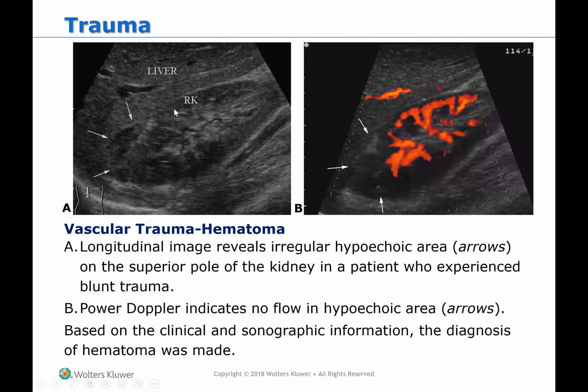Here is an image on A of a subcapsular blunt trauma. You can see where the arrows are, the capsule of the kidney is irregular up on the superior pole. And then when they put power Doppler on, there wasn't much blood flow over there, which means it's a hematoma.